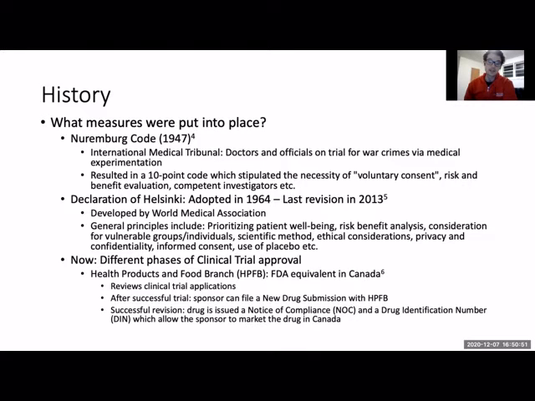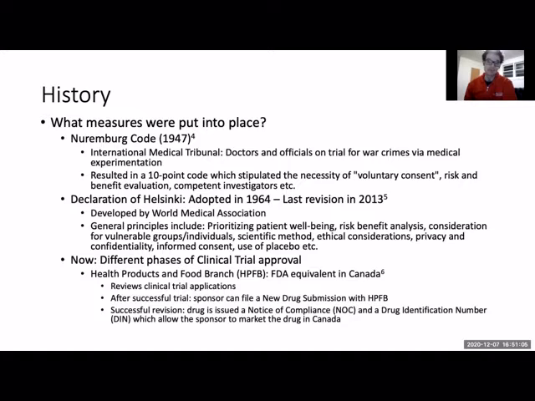Later on, the Declaration of Helsinki took things further in 1964 with more recommendations that have actually been continuously updated over the years. A few key points from that document include making patient safety and well-being the top priority in the trial.